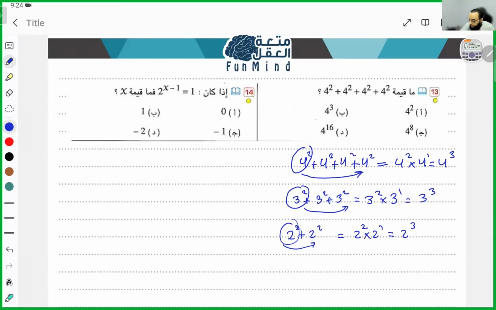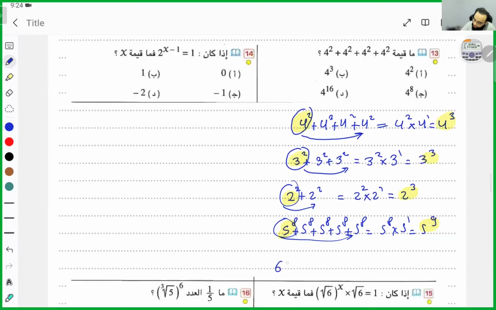So if it is something like 5 to the power of 8 plus 5 to the power of 8 plus 5 to the power of 8 plus 5 to the power of 8 plus 5 to the power of 8, take only one and repeat it 5 times, then it's 5 to the power of 9. So always you are adding 1 for the power. If it is 6 to the power of 10 repeated 6 times, write it as 6 to the power of 11. Add 1 for the power.